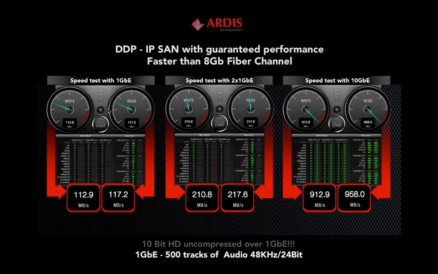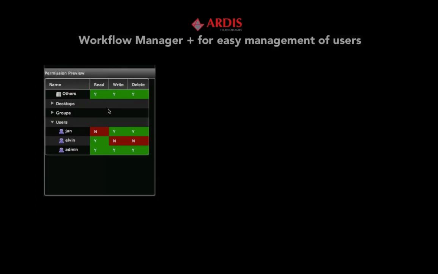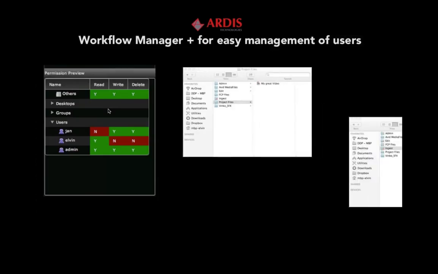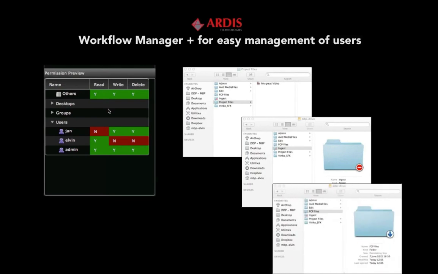With 1 gigabit, we can push also 500 tracks of audio at 48 kilohertz 24-bit. We work equally well on a PC, Mac, and Linux, and with all applications available, because DDP drives are presented as our local drives. Okay, we have something we call workload manager.